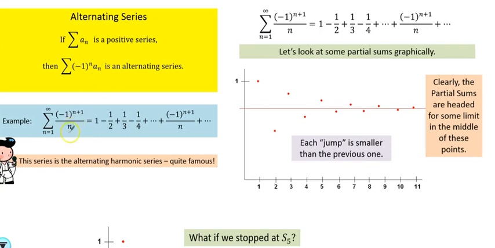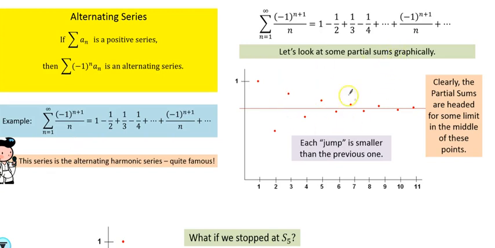Let's take a look at this most famous series, (-1)^(n+1) over n. If we expand, we get all these terms. This is the very famous alternating harmonic series. Without the alternator it is a harmonic series, which diverges. With the alternator, it converges. But let's take a look at what's happening to all the sums.